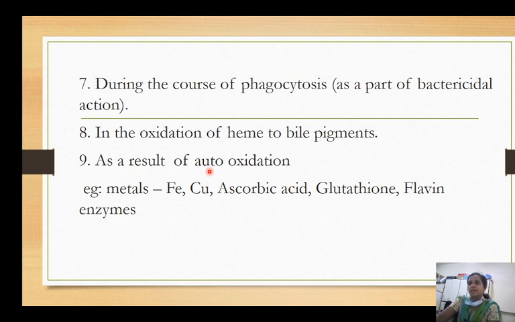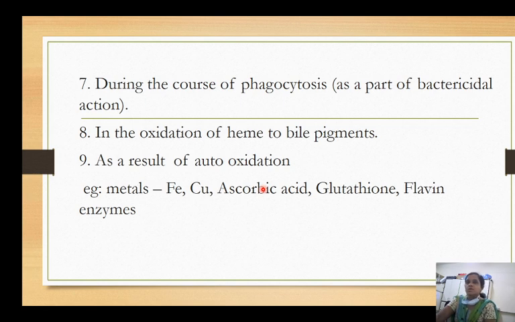Once again, auto-oxidation is a process in which substances like metals such as iron and copper, vitamin C, glutathione, and flavin enzymes take up those electrons and decrease the free radicals. They decrease the free radicals by taking up the electron. So OH minus, hydrogen peroxide, all of these are decreased, and in that process these substances get oxidized. Then the body has its own mechanism to prevent the auto-oxidation or to regenerate this molecule as such.